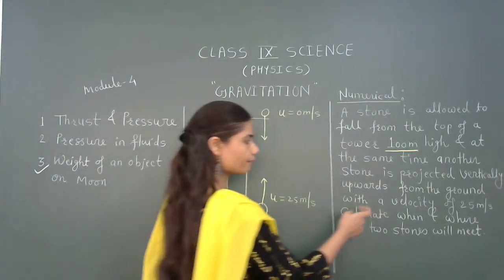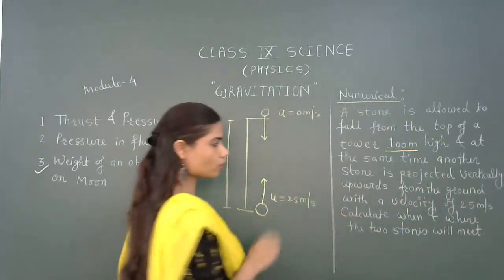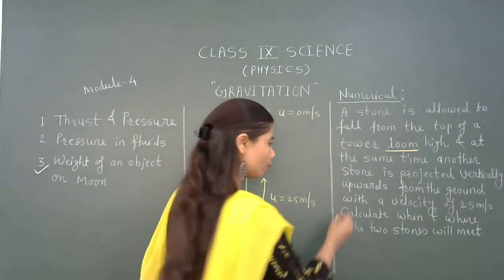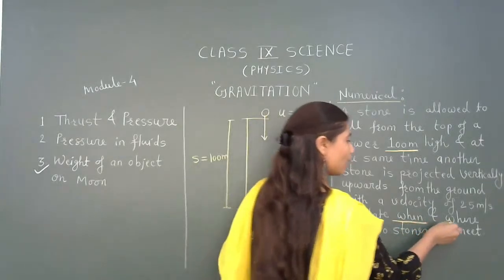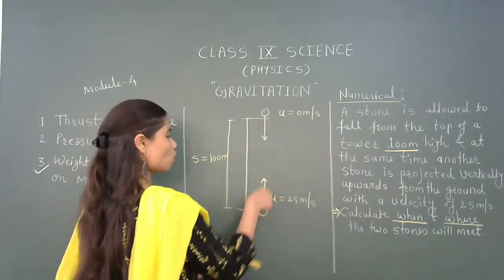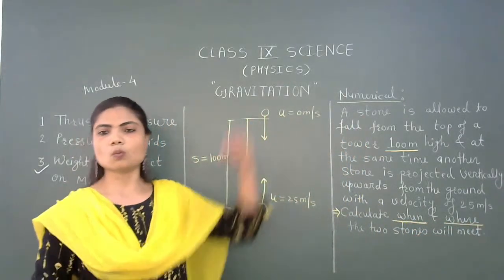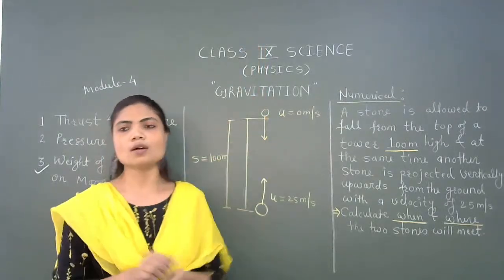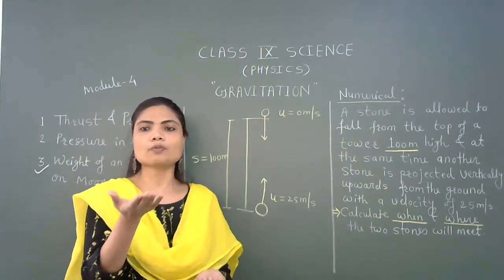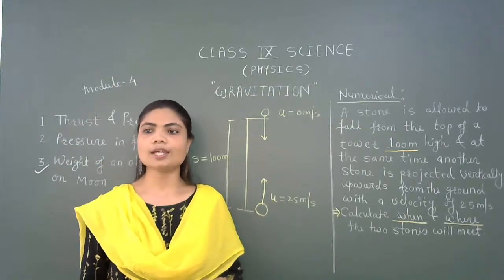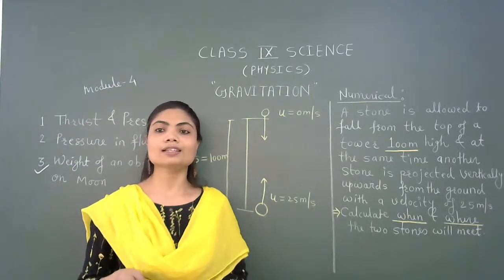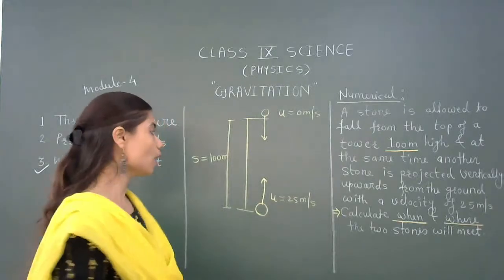Now, what more is given? From the ground with the velocity 20. We have to pay attention to this point. Calculate when and where these two stones will meet. One stone is dropped from the top, one stone is thrown upward. Where these two will meet, we have to find it. And we also have to find the time at which they will meet.